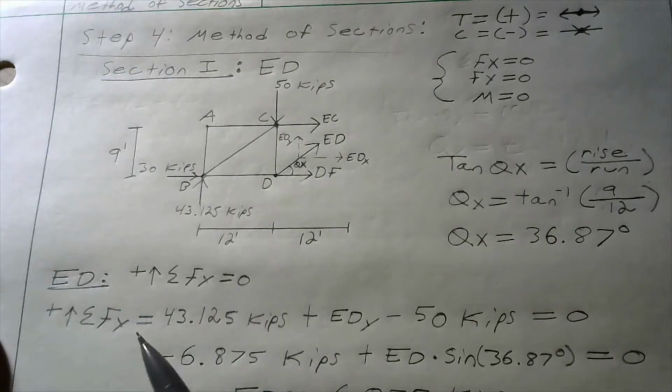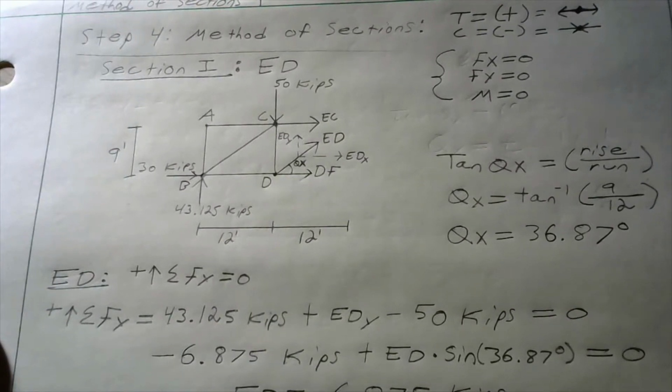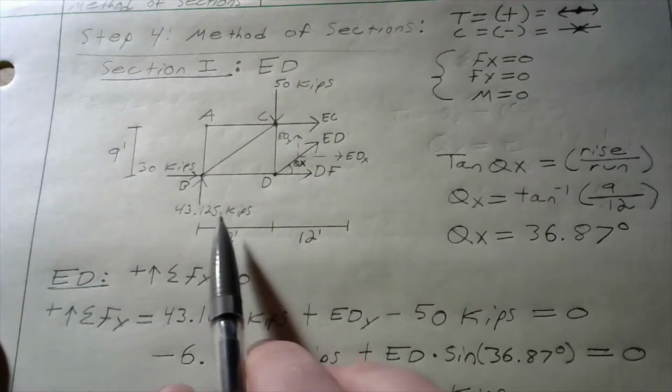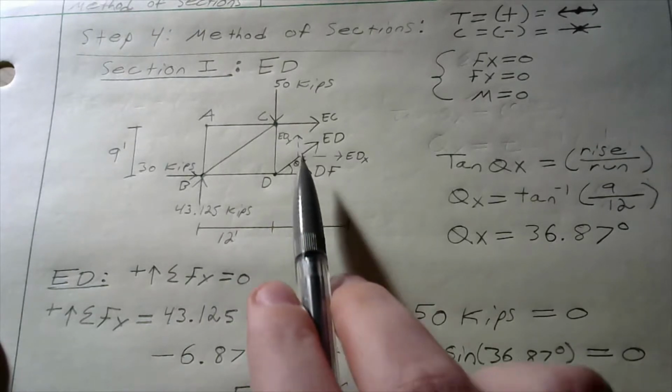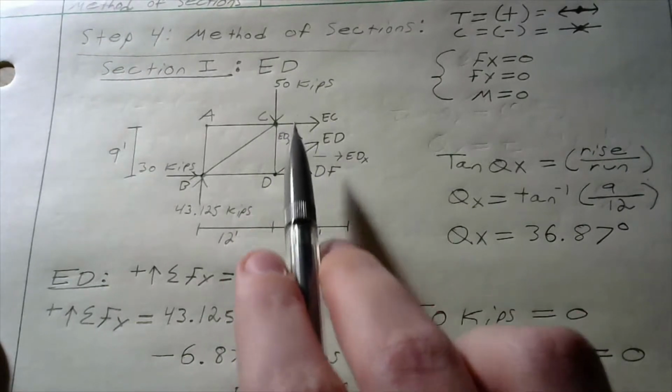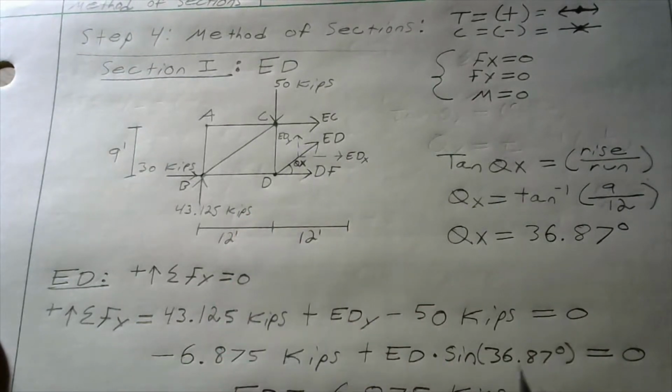For F of y, you're going to use this formula. This means that everything going up is positive, and you're taking the summation of the forces in the y direction. So we have the 43.125 kips, which is a reaction that we calculated. You're going to have EDy, and you're going to have a negative 50 kips. It's negative because it's moving downwards. And that's all going to be set equal to 0.